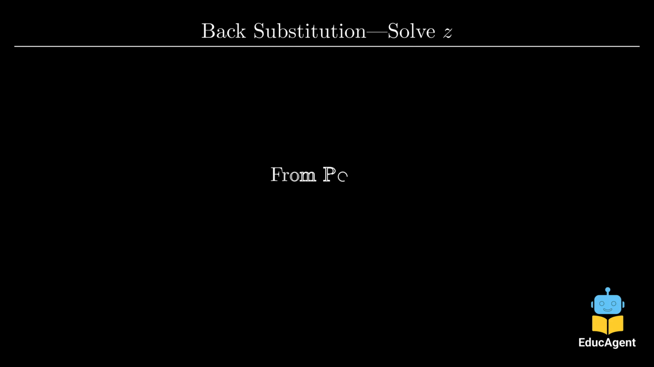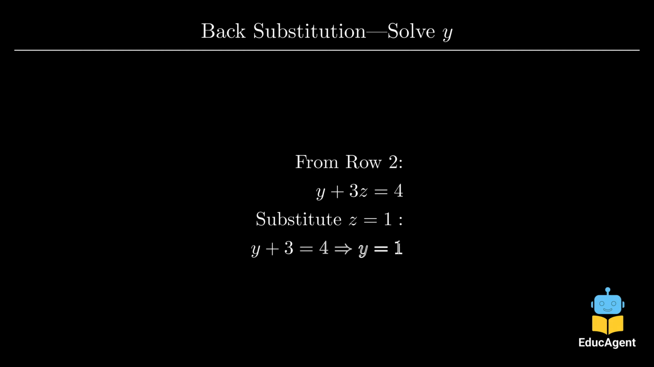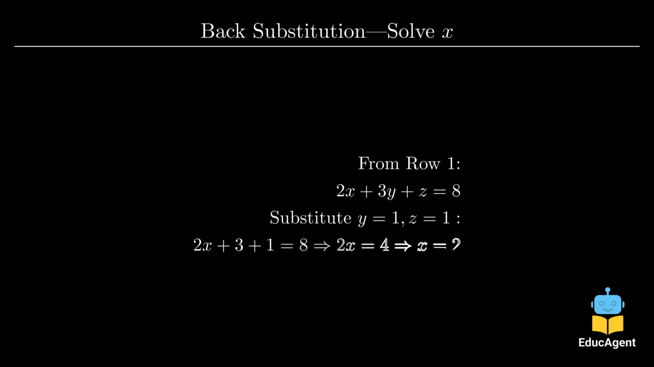Start at the bottom. The last equation has only z, so we can solve it immediately. Move up 1 row. Plug in z equals 1 and solve for y. Finally, substitute y and z into the first equation to get x.